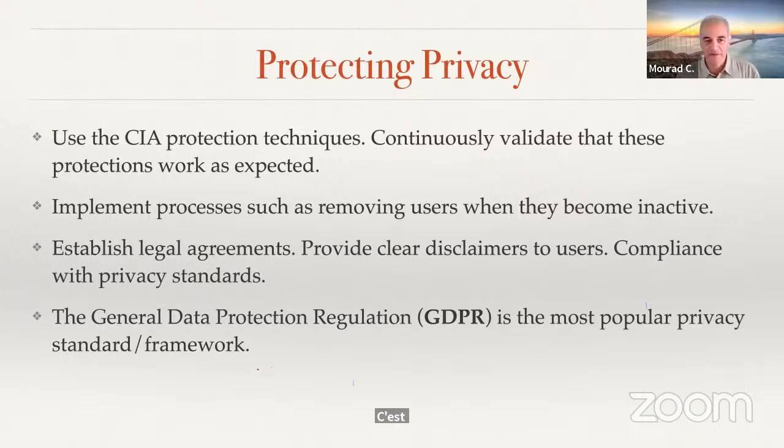So in order to protect the data, we can use the CIA protection techniques that we have seen, like access control, encryption, cryptography. All these protections can be used. But on top of that, you need to implement processes, for example, to remove users when they become inactive. If you unsubscribe from a service, then the organization needs to have a process in place to remove those users. And then you need legal agreements that tell, for example, this is what we do with your information, we don't share it, things like that. And as you might have noticed, sometimes when you subscribe to a service, you need to accept that disclaimer.